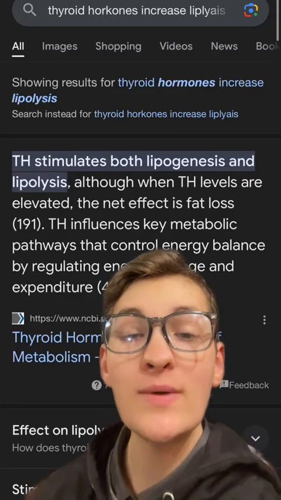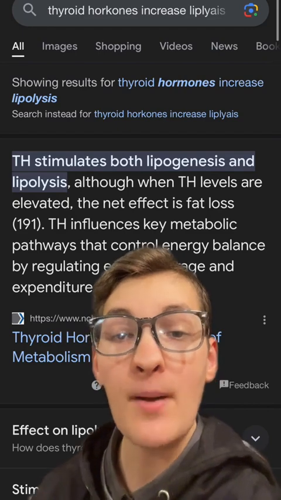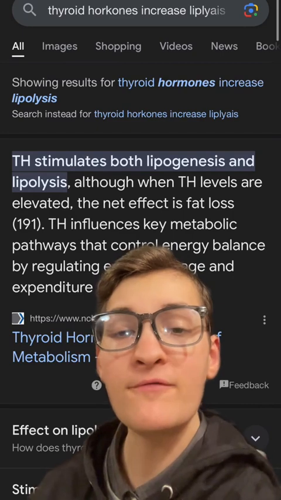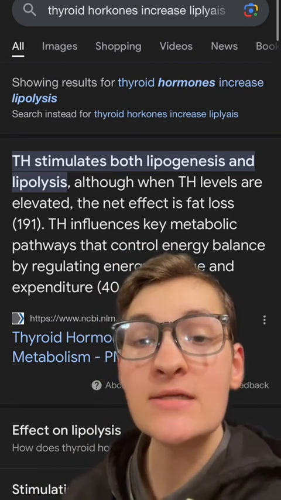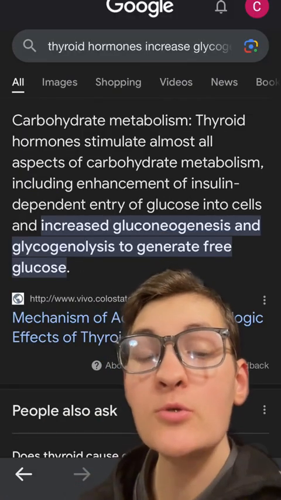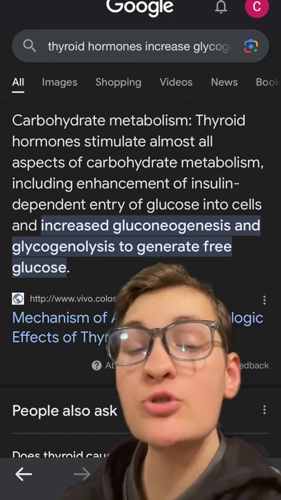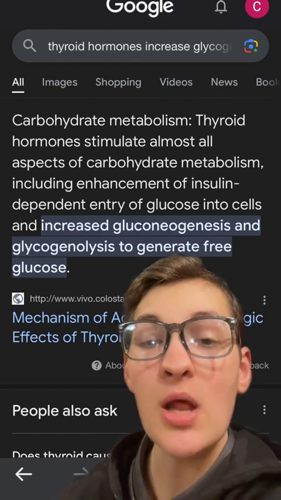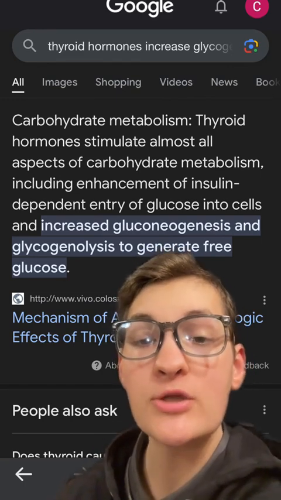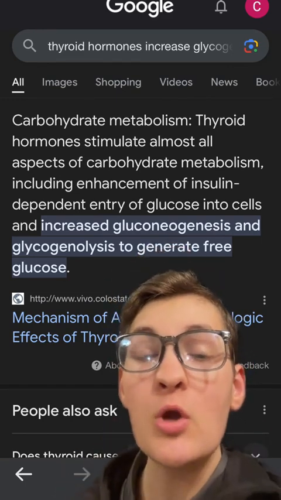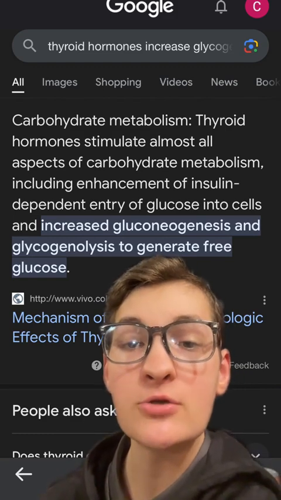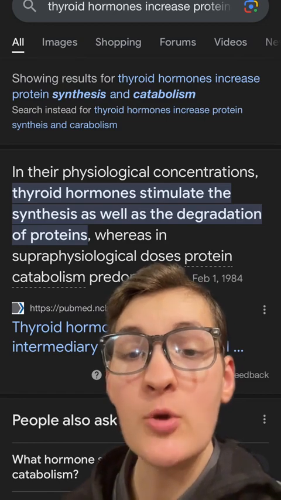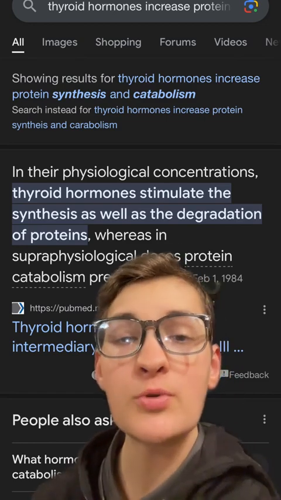Thyroid hormones also increase both lipogenesis and lipolysis, meaning they actually increase the breakdown and the buildup of fat. However, the net effect is fat loss. The thyroid hormones stimulate gluconeogenesis, which is the creation of glucose within the liver, and they increase glycogenolysis, which is the breakdown of stored glycogen. This is to generate more free glucose that our cells can uptake and convert into energy. And finally, thyroid hormones stimulate both the synthesis and the degradation of proteins, a process referred to as protein turnover.